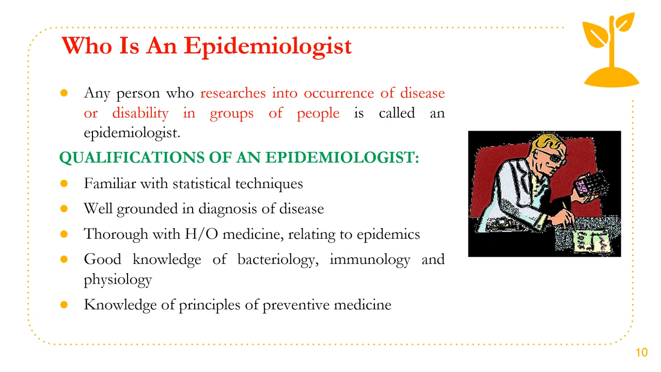Who is an epidemiologist? Any person who researches into the occurrence of disease or disability in a group of population is called an epidemiologist. I will repeat, any person who researches into occurrence of disease or disability in groups of population is called an epidemiologist. Qualification of an epidemiologist: you can use your common sense and think over what might be the proper qualification of an epidemiologist.